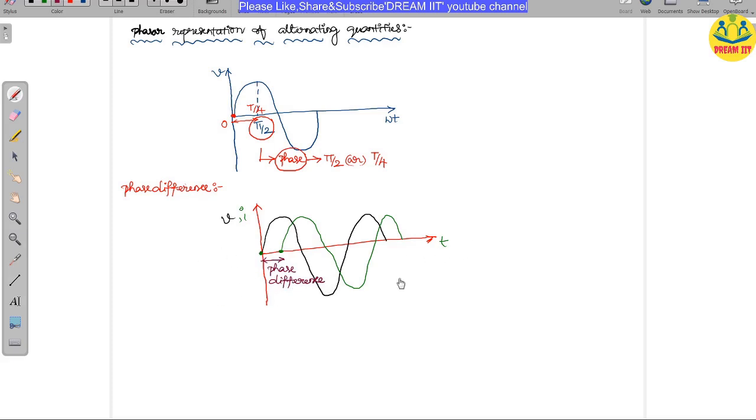You can see the phase difference only for alternating quantities having the same frequency. So we can say the current is lagging by some phase shift, or some phase difference is there between them in this condition.